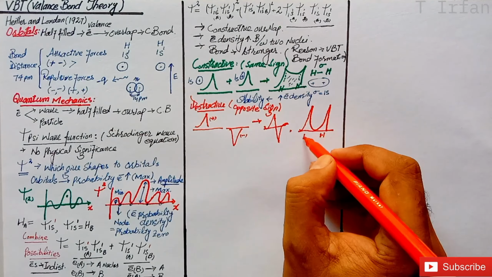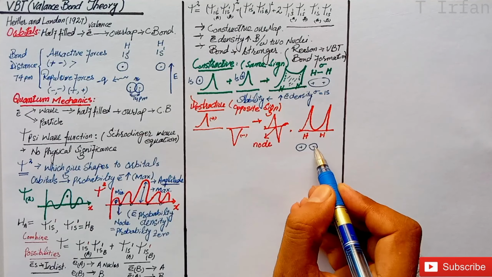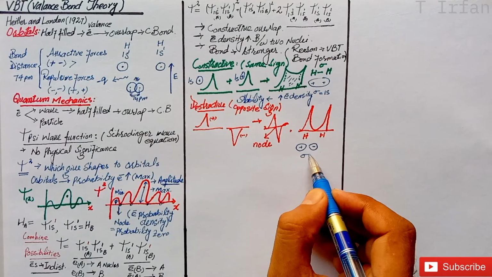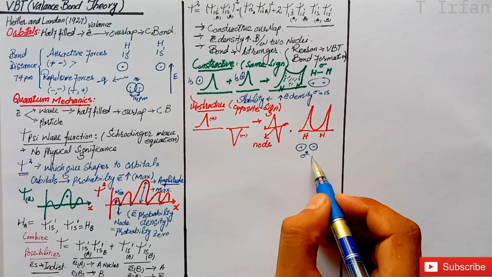And as this way of overlapping generates nodes, where the probability of finding the electron is zero, and as the nodes increase, this leads to instability of the system. In fact, this is the way of formation of sigma star, which has higher energy and is not stable.